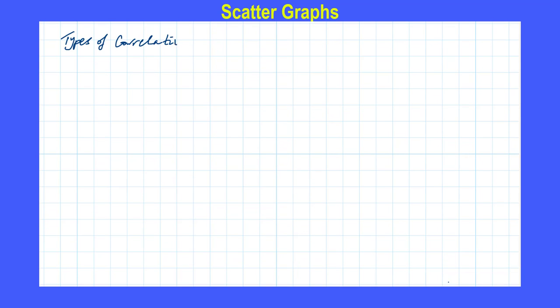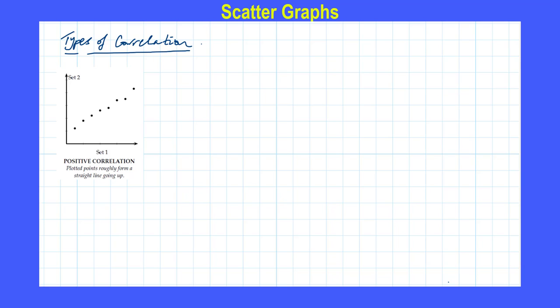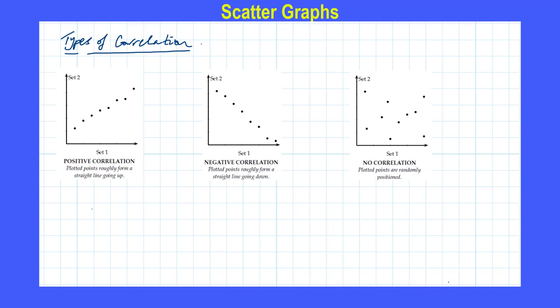Now, types of correlation. There are three different situations of correlation that we're interested in. The first one, all the points are going up. We say that's positive correlation. Second one, all the points are going down, negative correlation. And then the third one, the points are all over the place. There is no correlation there.